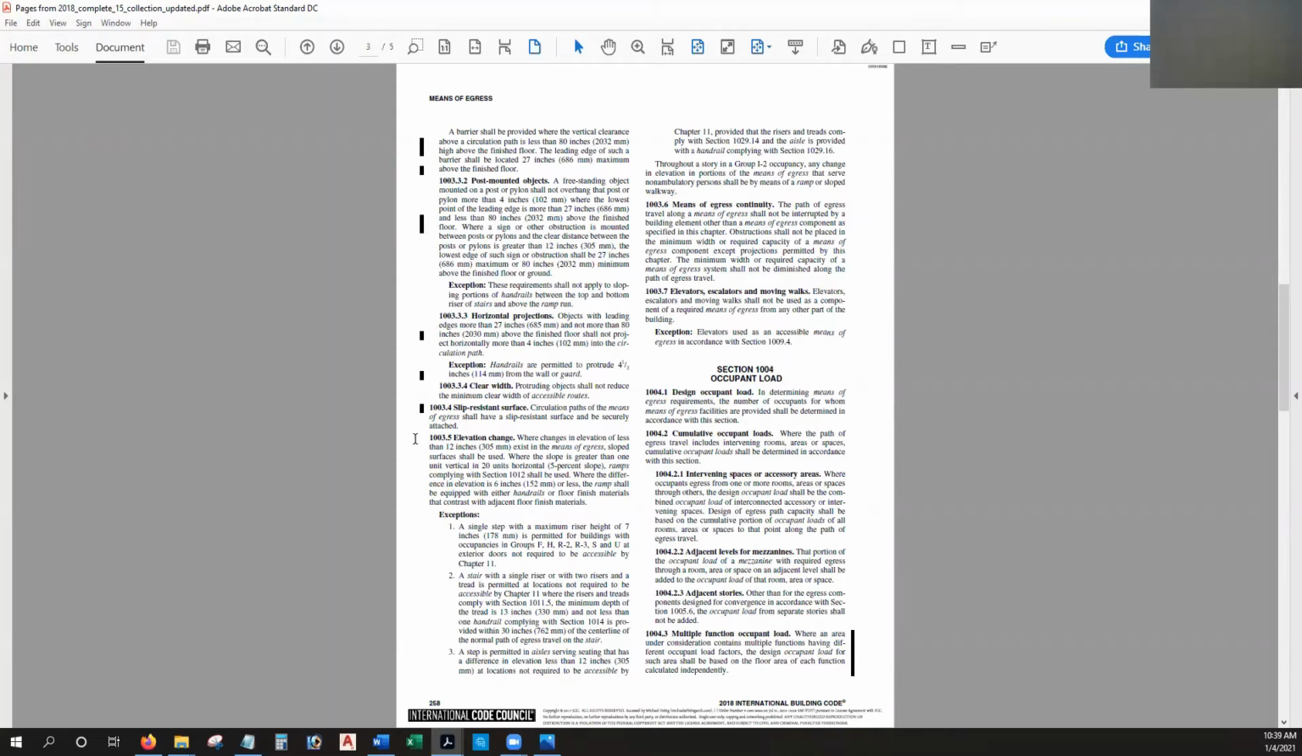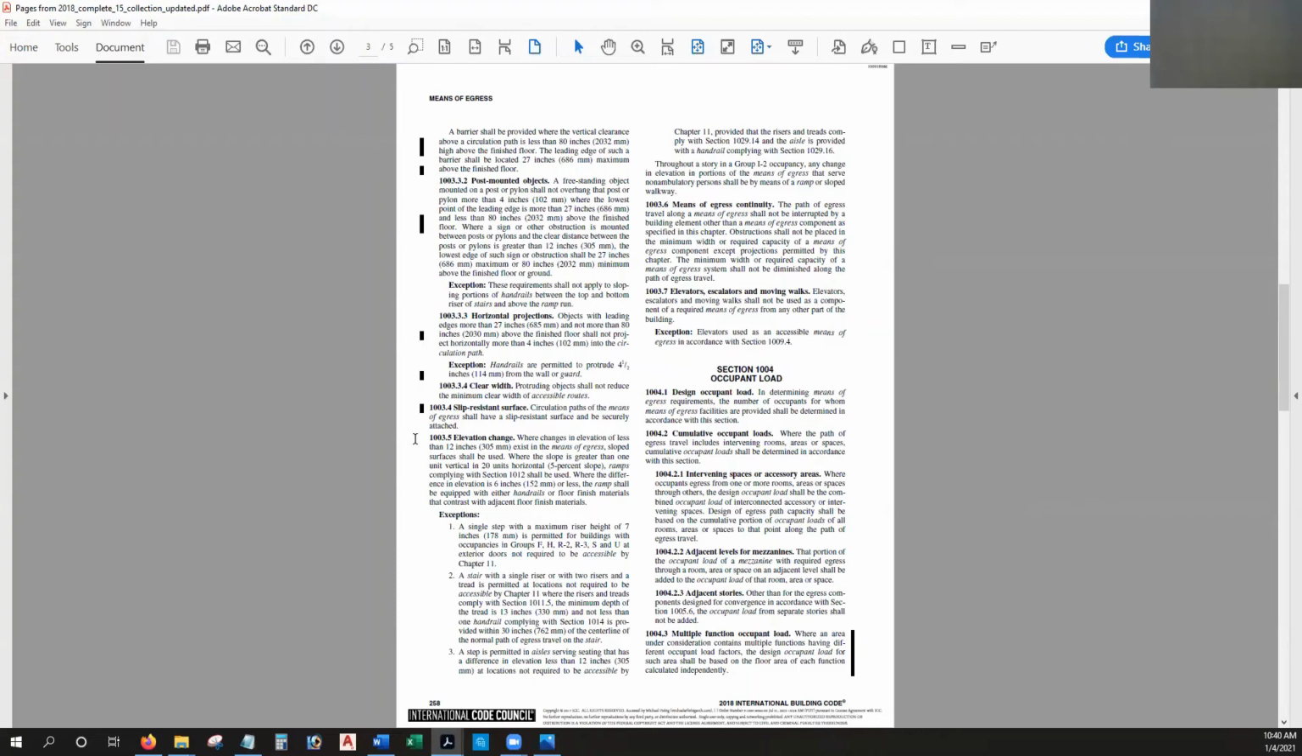This section says, where changes in elevation of less than 12 inches exist in the means of egress, sloped surfaces shall be used. Where the slope is greater than 1 unit vertical in 20 units horizontal, 5% slope, ramps complying with section 1012 shall be used. Where the difference in elevation is 6 inches or less, the ramp shall be equipped with either handrails or floor finish materials that contrast with adjacent floor finish materials. So first and foremost, in a nutshell, single steps are not allowed. It has to be ramped.